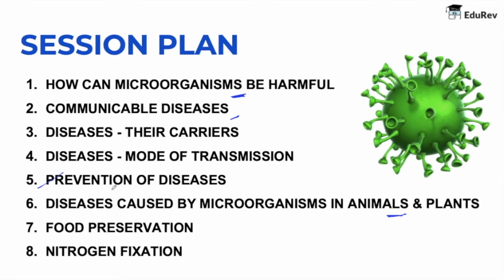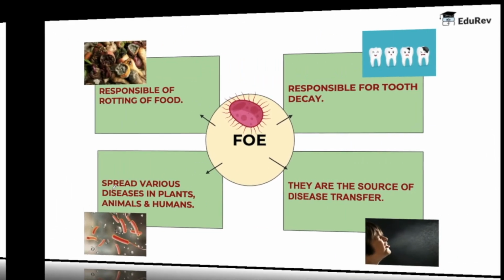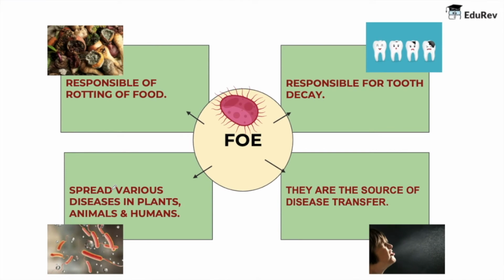So without further ado, let's begin with the first topic. That is, let's see how these organisms can be our foe. Firstly, they are responsible for rotting of food, as you can see in the picture. Next, they spread various diseases in plants, animals and humans. We will look into this topic in more depth later on in the lecture. Next is that they are responsible for tooth decay. That is, there are bacteria which are responsible for decaying of your teeth. And lastly, they are the source of disease transfer.